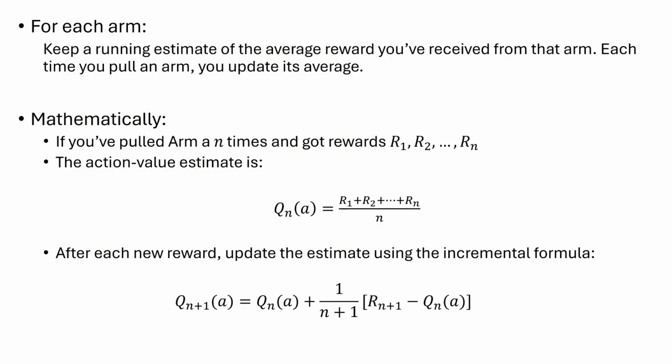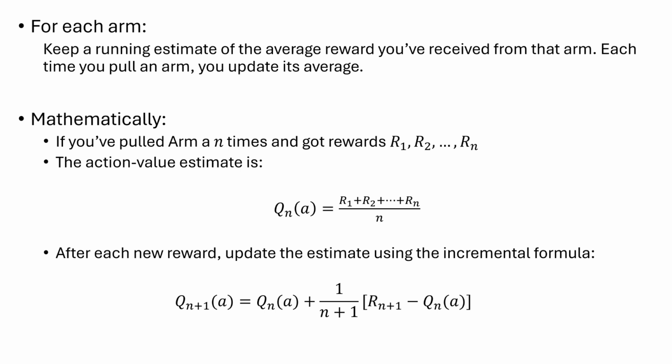So how do we do that? First we keep a running average of the rewards that we have received, and after each pull we update that average, and that average tells us how good a certain arm is. Let's say you played an arm n times and you got the rewards r1, r2 till rn. The action value estimate would be the average of those rewards, that is, total rewards divided by the number of times you played it.